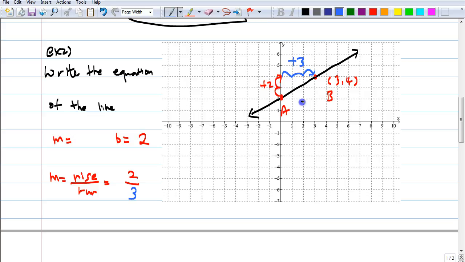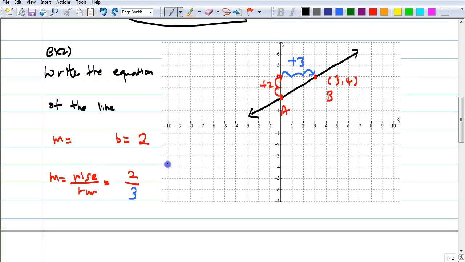Now, can I just go to the right 3 and go up 2? So wouldn't that be 3 over 2? Why can't I do that? Why not just go to the right 3? Why do I have to go up first? Why not? That's wrong. Robert? Because the formula for slope is rise over run. It's rise over run, that's correct. Therefore, you have to go up or down first. You guys remember that? Okay, so it's rise over run.